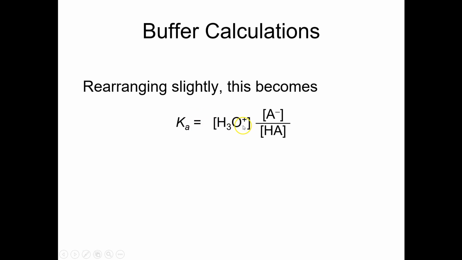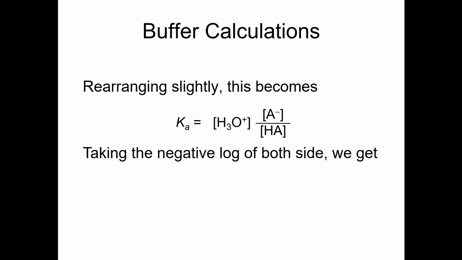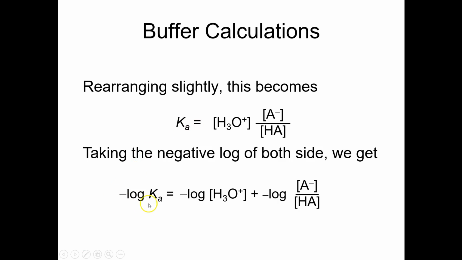Ka, once again, is equal to, all I've done is take this hydronium ion concentration and pull it out of the numerator and set it next to that fraction. Now I'm going to take the negative log of both sides. I get the negative log of Ka is equal to the negative log of the hydronium ion concentration plus the negative log of the conjugate base species present over the weak acid species present.